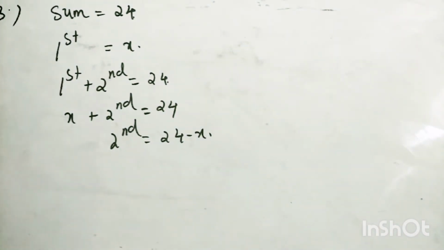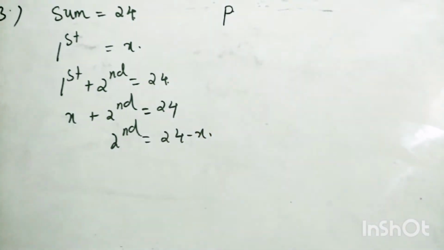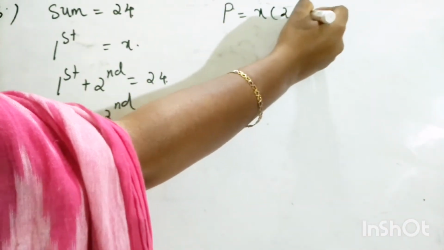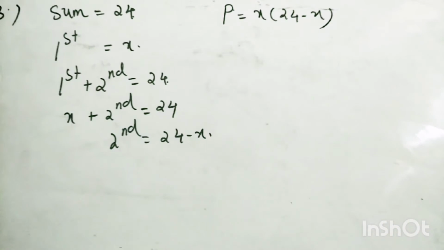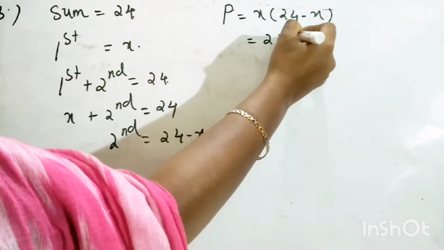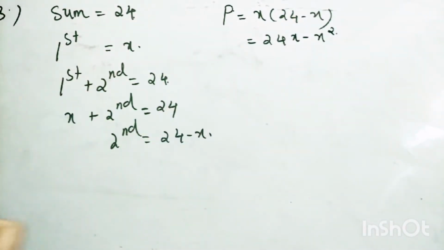Now let p be the product of the two numbers. That is the first number into the second number. Product p is equal to first number into second number, or this we can write as 24x minus x square. Now we need the product to be as large as possible. That means we need to get the maximum value for p.